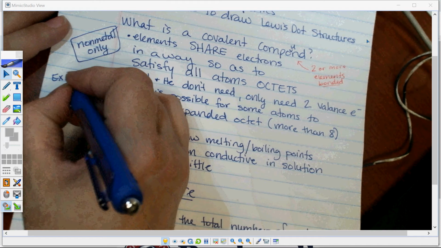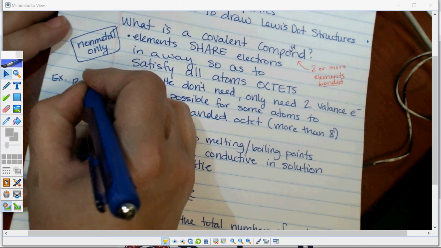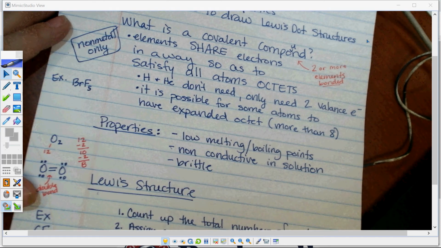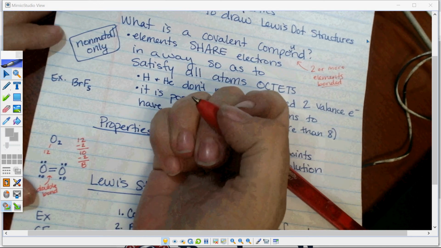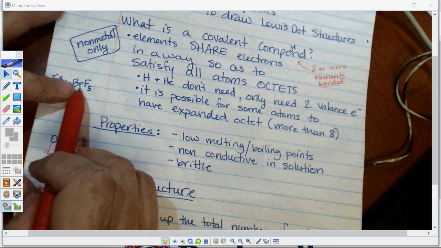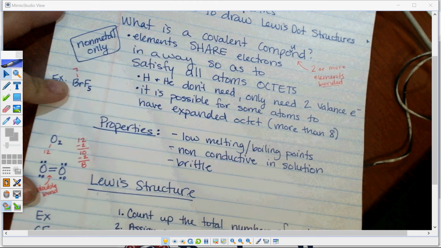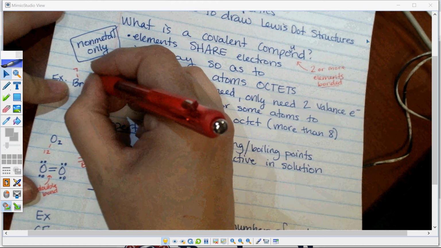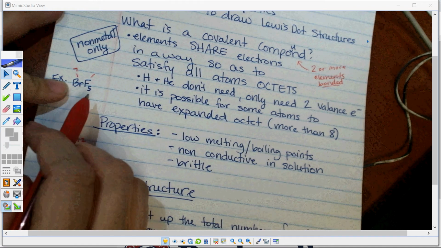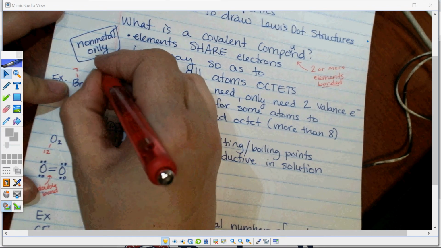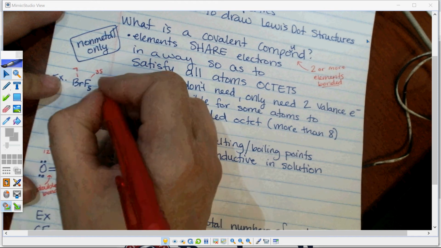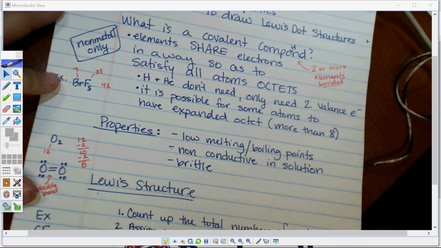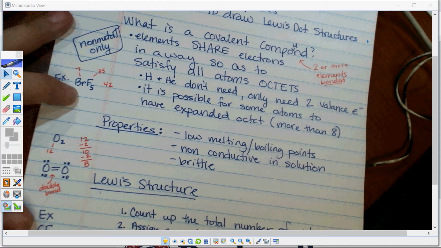Let's do BrF5. So if I look at the periodic table, I find that Br has 7 valence electrons because it's in group 17. Fluorine is also in group 17, so it has 7, but there's 5 fluorines, so that's a total of 35. And if I add 35 plus 7, I got 42 total electrons that I can share around to make this thing sharing the electrons in a way so that everything has 8.